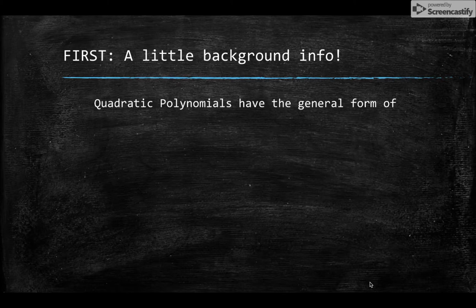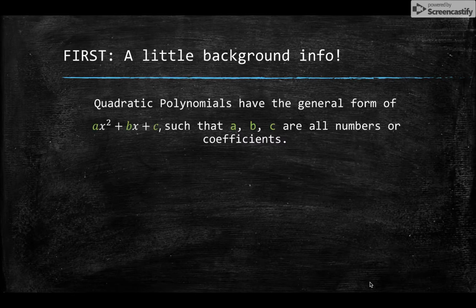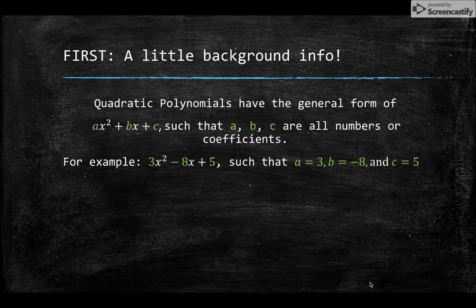Quadratic polynomials have the general form of ax squared plus bx plus c, such that a, b, c are all numbers or coefficients. For example, here we have a polynomial 3x squared minus 8x plus 5, such that a is equal to 3, b is equal to negative 8, and c is equal to 5.